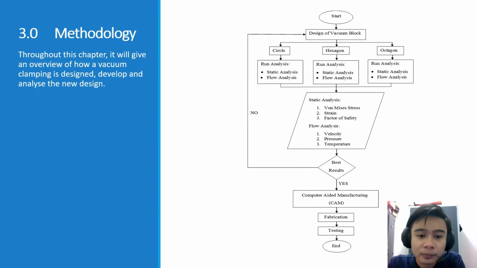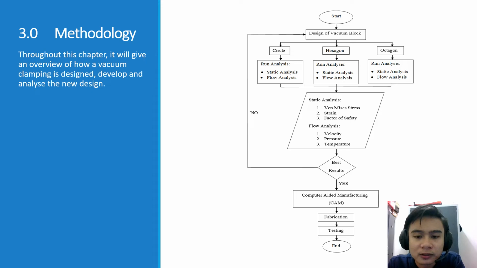This is my methodology. It gives an overview of how my project works. This is my flow chart. It begins from the start and then proceeds to design of vacuum blocks. In designing the vacuum blocks, I will continue on creating 3 new shapes. I'm choosing the circle, hexagon, and octagon.